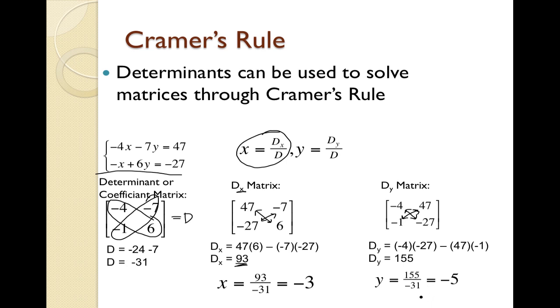Let's really quickly check to see if these are in fact the right answers. If we plug these variables into one of our linear equations, we should get the same value. So negative 4 times negative 3 minus 7 times negative 5 should equal 47. Here we've got a positive 12 plus 35, and when we add that together, yep, we get 47.